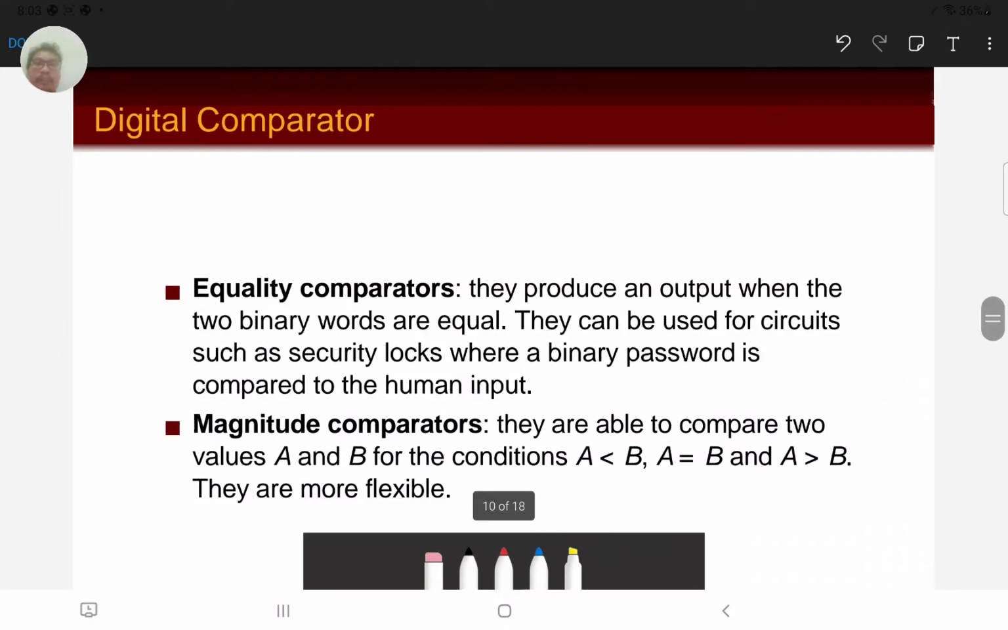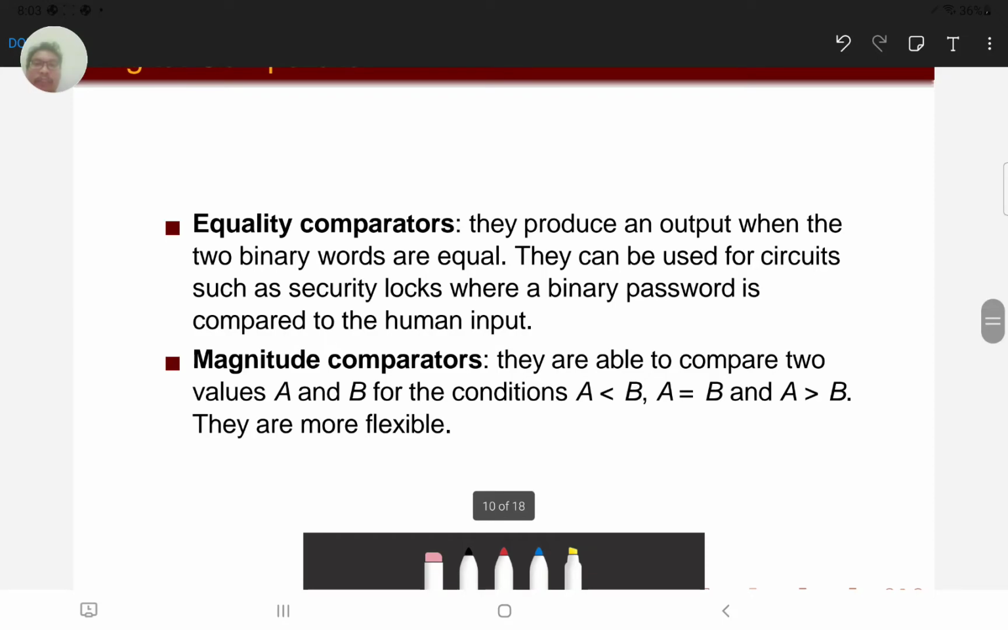Okay, and now we move on to the comparators. So a comparator produces an output when the two binary words are equal. They can be used for circuits such as security locks, where a binary password is compared to the human input. Magnitude comparators compare for conditions which are more flexible.